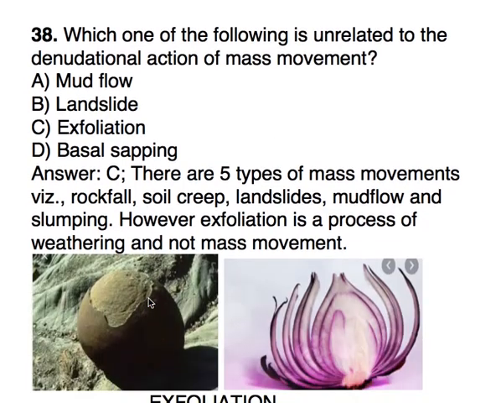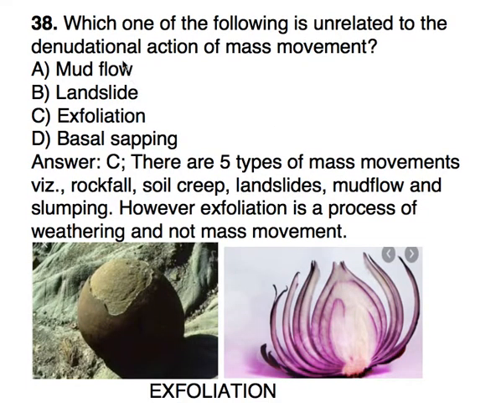Next, which one of the following is unrelated to the denudational action of mass movement? There are four options and the answer is C, that is exfoliation. Exfoliation is unrelated to the denudational action of mass movement. Here there are five types of mass movement. First is rockfall, then soil creep, landslide, mud flow and slumping. However, exfoliation is a process of weathering and not mass movement.